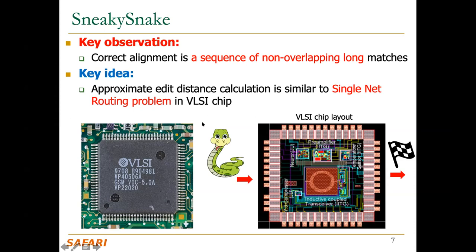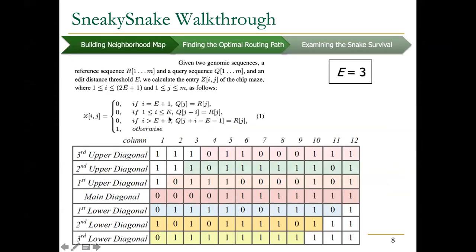Now, how do we solve it in reality? In the SneakySnake paper, we show the exact equation to build what we call the chip maze. In this chip maze, we calculate a binary matrix, or a binary table, using this equation. You can see the equation is very simple. You just need to track the I and J indices, and then you either fill or calculate the entry as 0 or 1. So for example, here, I and J are really the corresponding characters from both sequences.